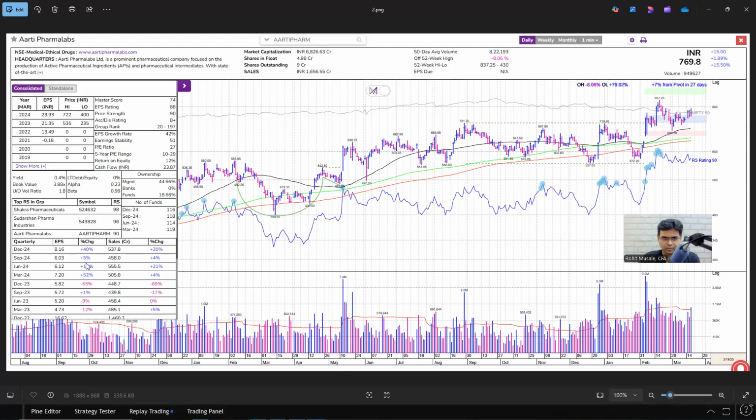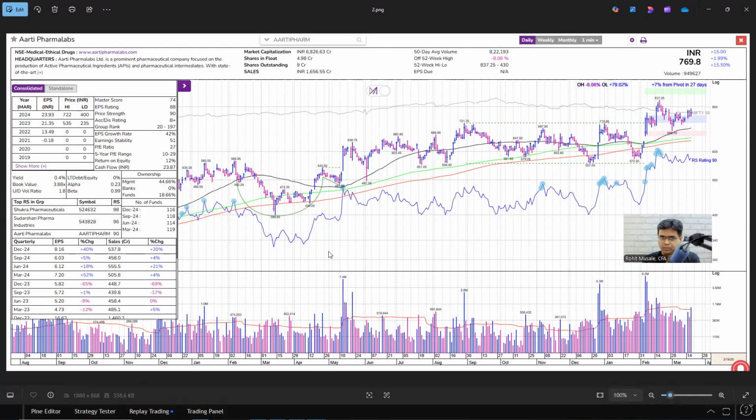Fundamentals, well, have a look at this. No acceleration in EPS in the latest 3 quarters. Sales not 25% and no acceleration again. Return on equity is less than 17%. Earnings stability is more than 25, which is not in our favor. Annual EPS looks fine. EPS growth rate looks fine. Margins look okay. Fundamentally not in our favor, right? That's another problem with the stock.